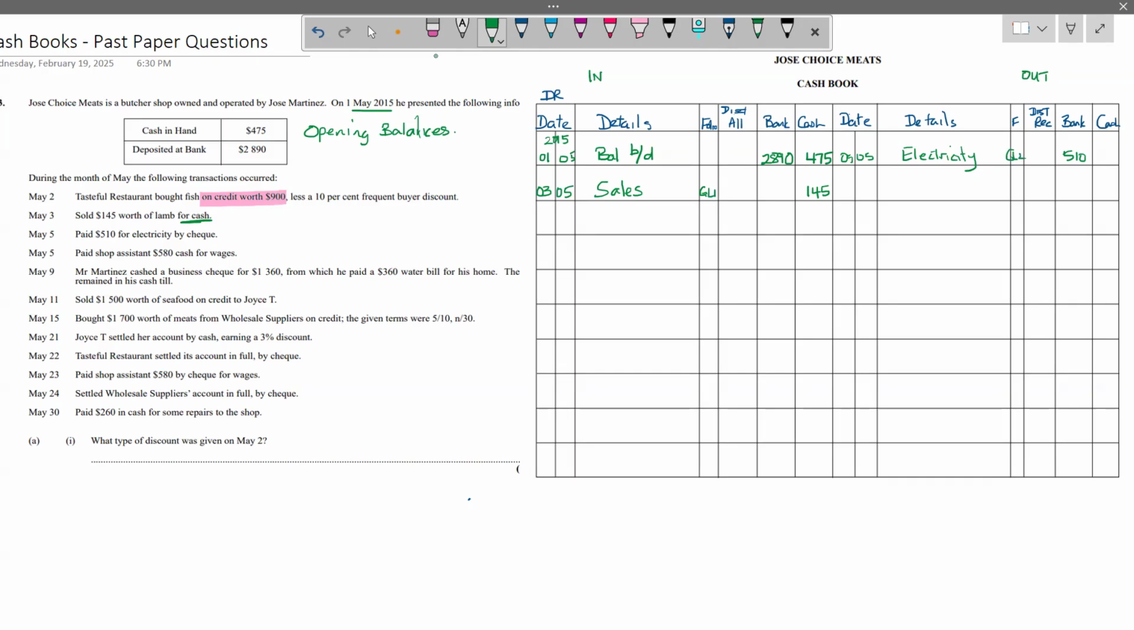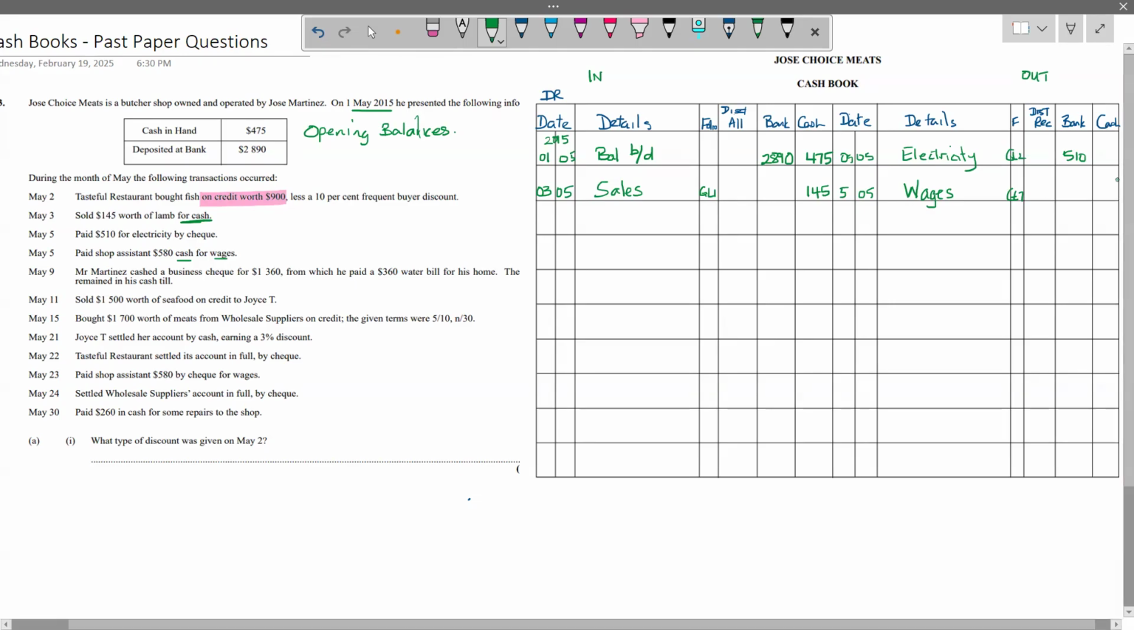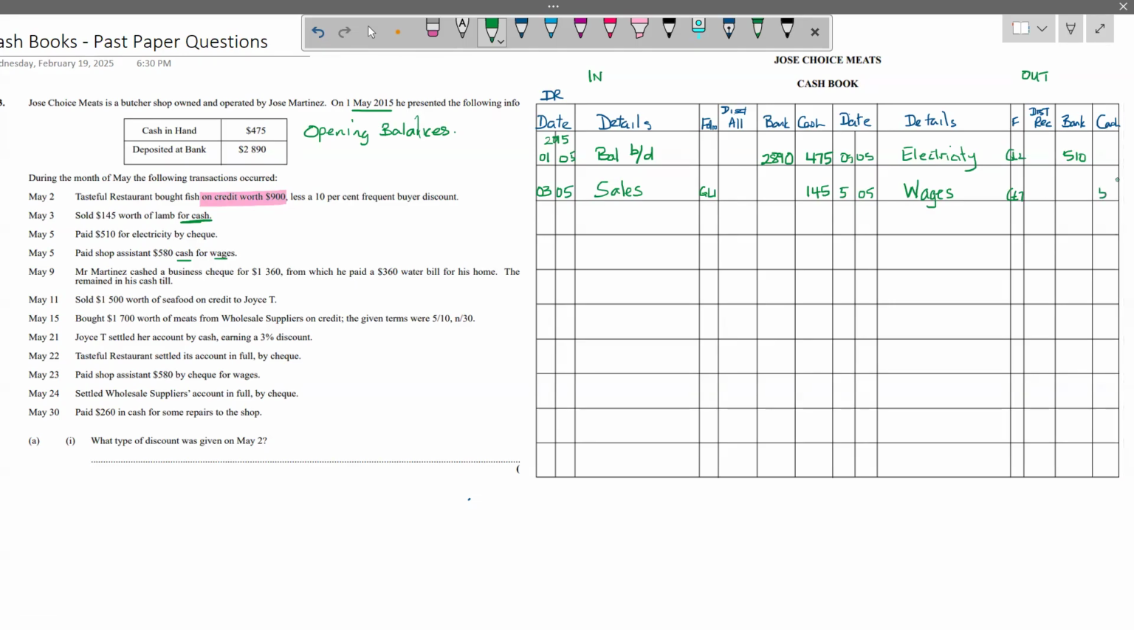May 5th, we also pay the shop assistant cash for wages. So on the 5th of May, we are paying wages, right? Again, that's some other ledger account, make up a number. 580 cash. So I come in my cash column and I write in 580.